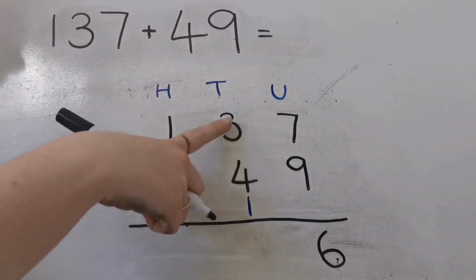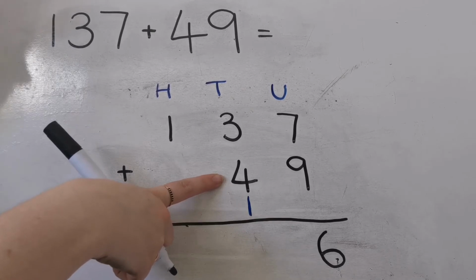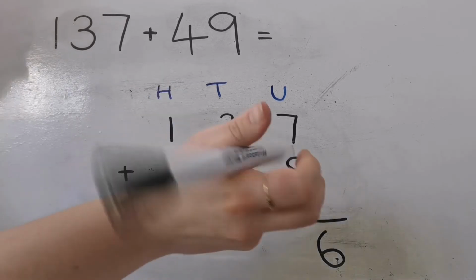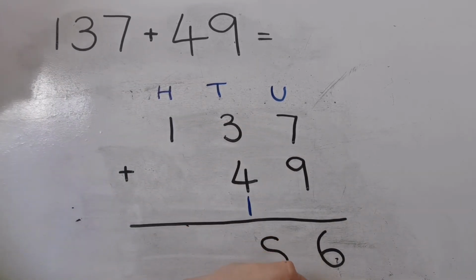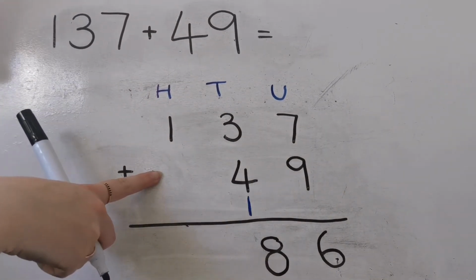Now we can look at the tens column. So we have 3 tens plus 4 tens, which is 7 tens. And I need to remember to add my 10 that I regrouped. So I had 7, add 1 more would give me 8 tens. And now I can move over into my hundreds column.